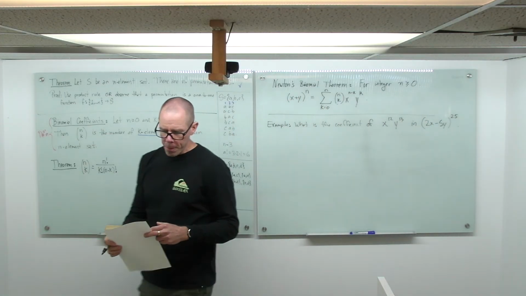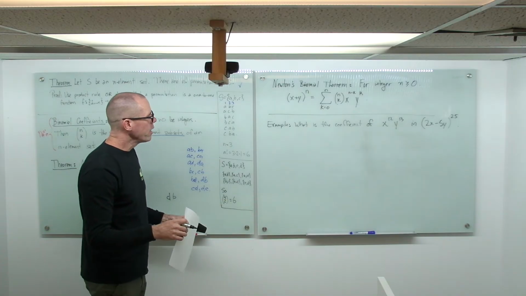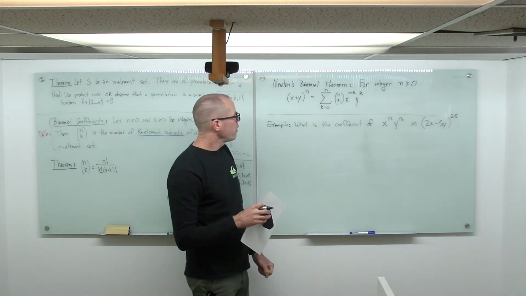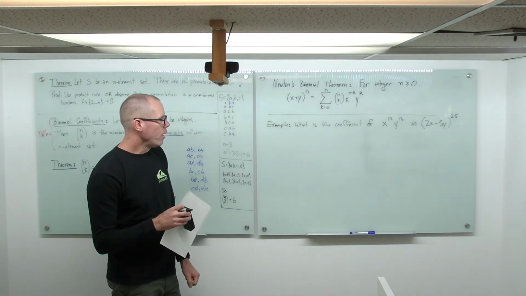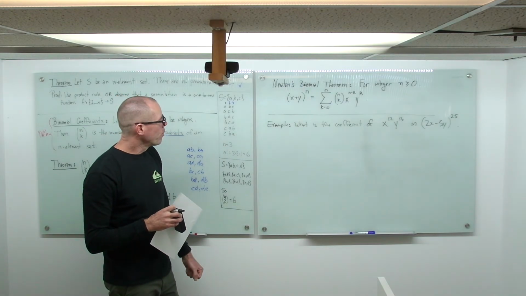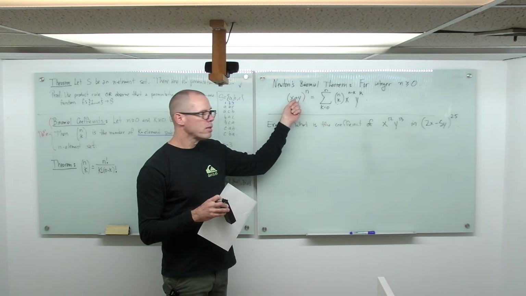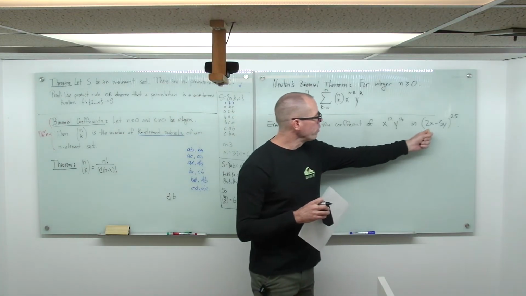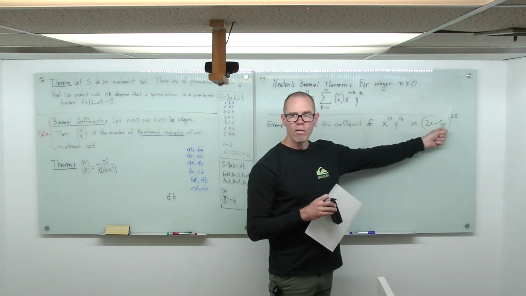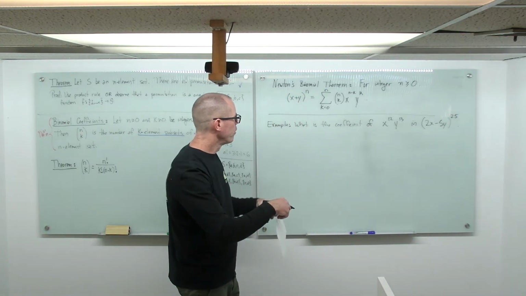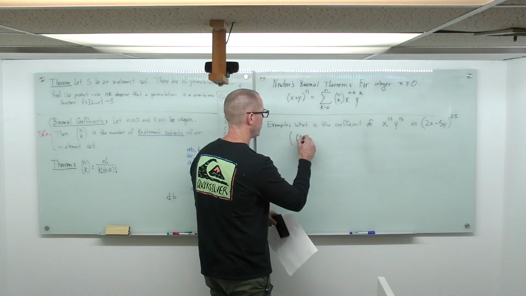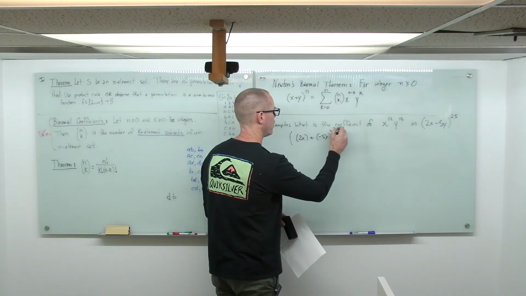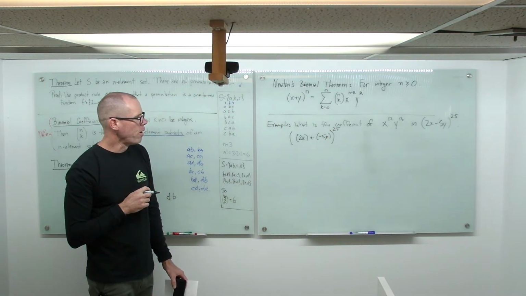Okay. And so the main point of this example is to show you that the application of Newton's binomial theorem really works whenever you have a sum of 2 things, even if one or both of them are negative, raised to an integer power. So here I have a sum of 2 things, 2x minus 5y. If I write this out, this is 2x plus minus 5y to the 25. So it's better to think of it that way.